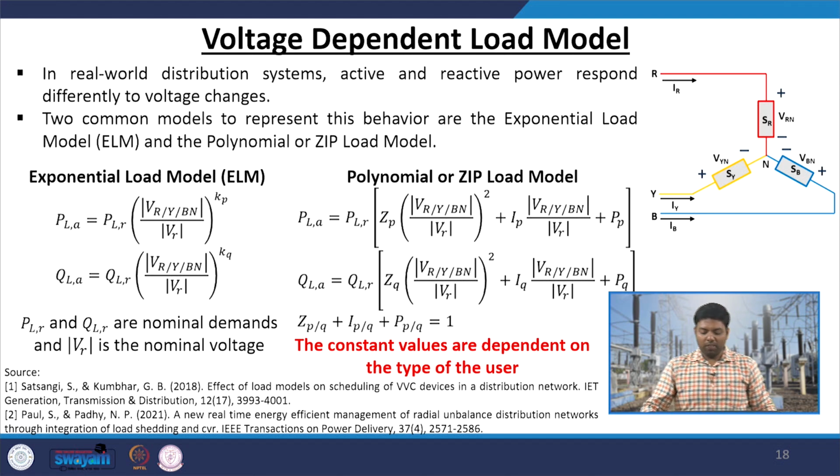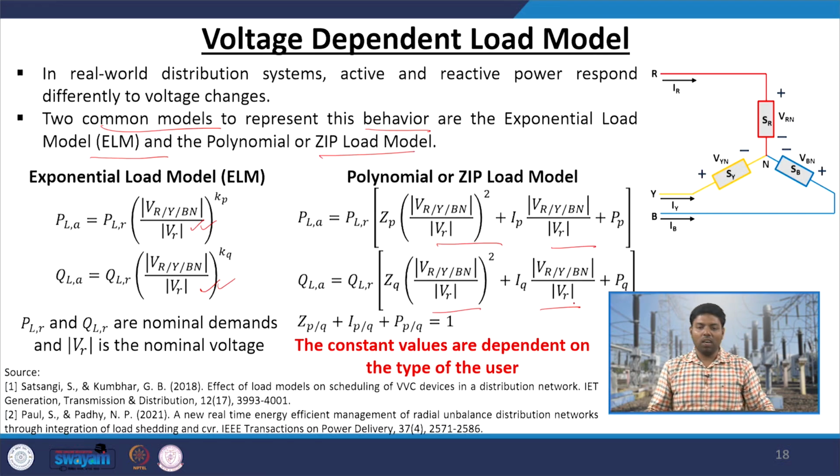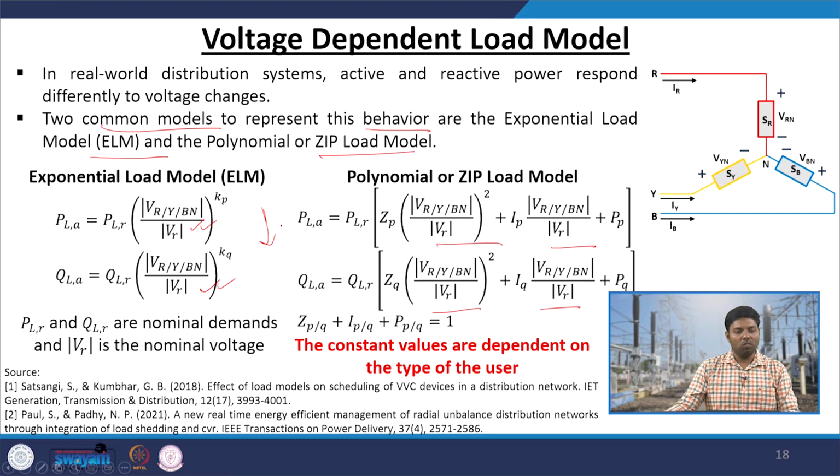Then the voltage dependent load models. Generally, two different kinds of load models are very popular. One is the exponential load model and the second is the ZIP load model. In the exponential load model, you can see the active and reactive power demand on both sides depend upon the magnitude of the voltage. So, if you reduce the magnitude of the voltage, your active and reactive power consumption will reduce by a certain amount.